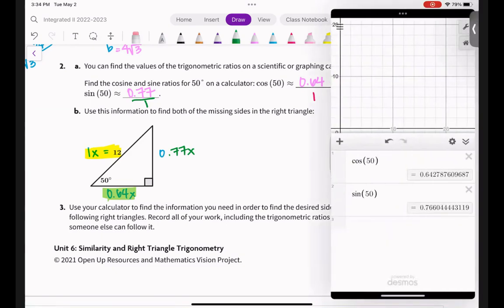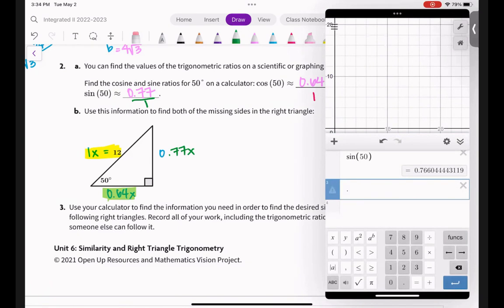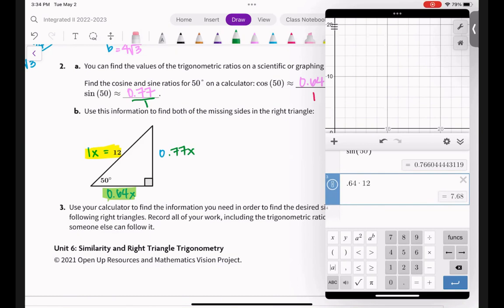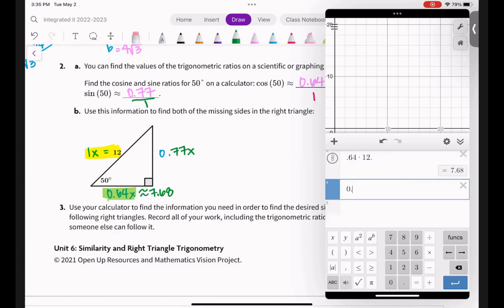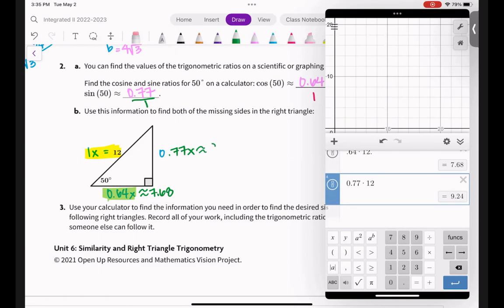Okay. So I'm going to go 0.64x, which is 12 in this case, times 12. So I got 7.68. So this is about 7.68. And I'm going to do the same thing to the other one. I'm going to go 0.77 times 12. And I got, this is about 9.24. Okay. So there you go. You found the sides.